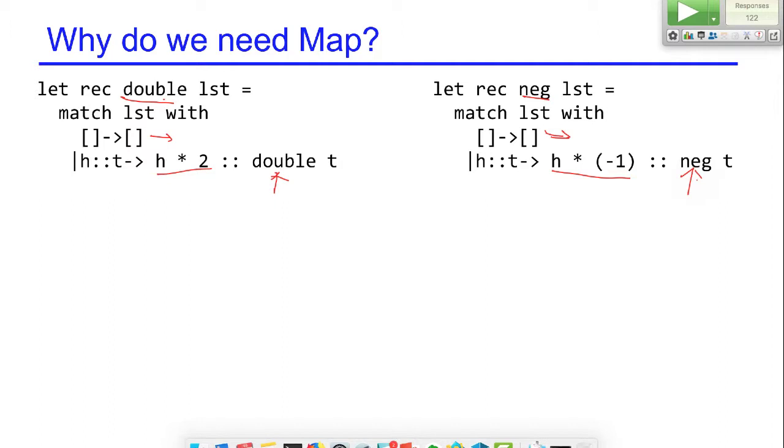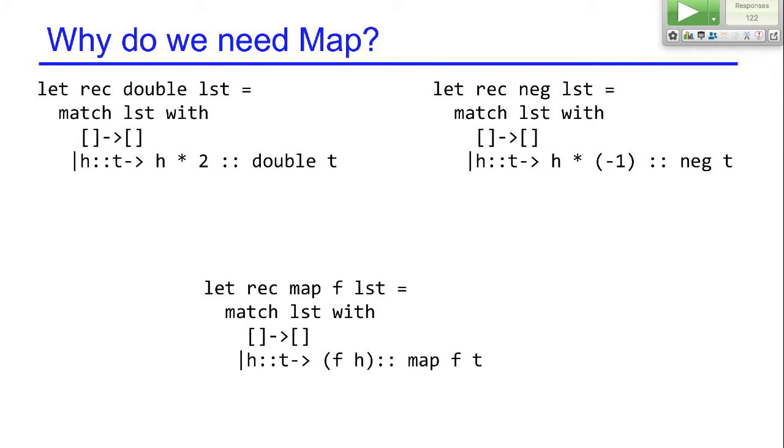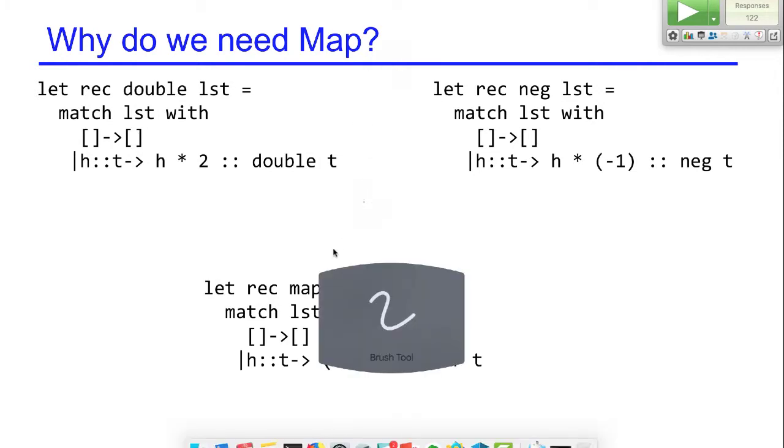So we want to generalize. Look at these two functions. Based on double and negate, the only thing different is how I am processing the head of the list. Everything else is the same, so I should generalize that. With that, we have this thing called map.